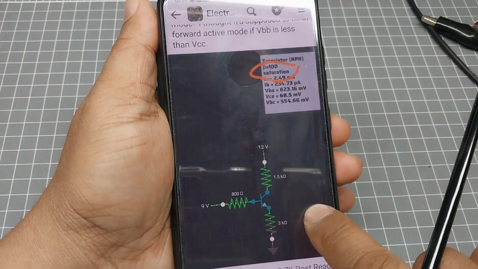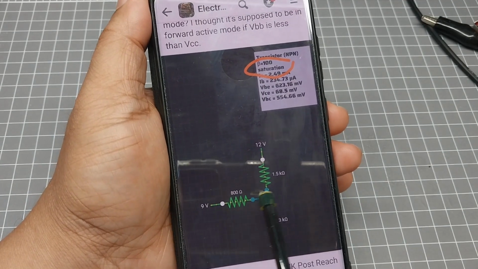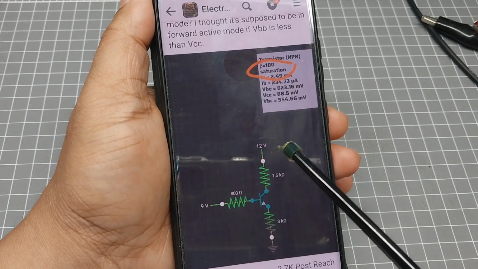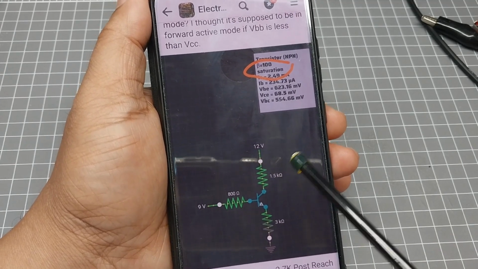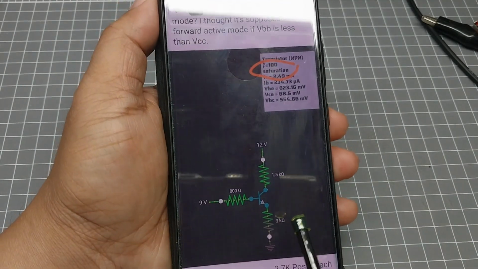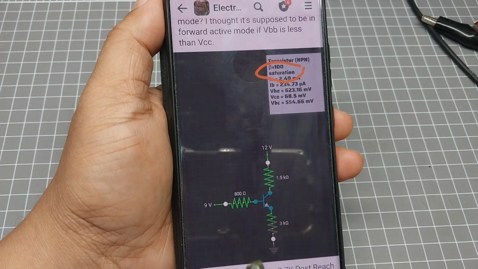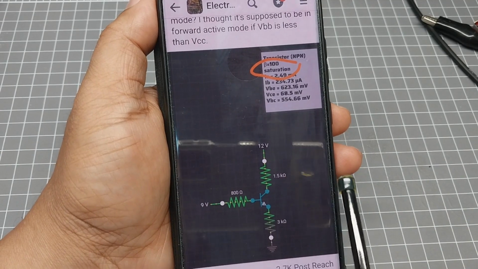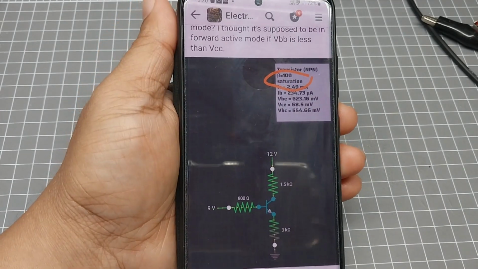So this is his schematic. So the 9 volts, 800 ohms on the base. So 12 volts supply with 1.5K resistor on the collector and the 3K on the emitter to ground. So what I'm going to do is calculate this one to see if the transistor is in saturation mode. And let's get started.